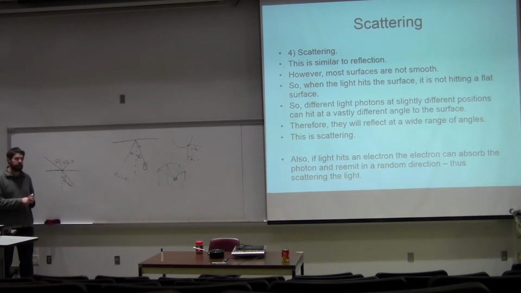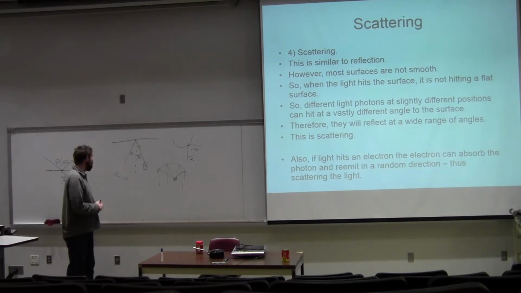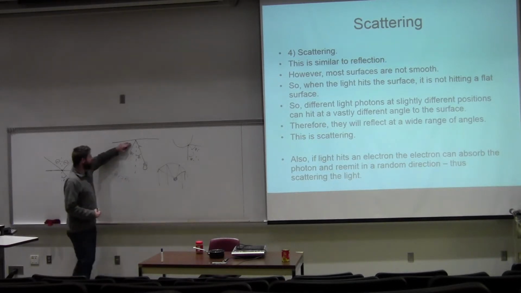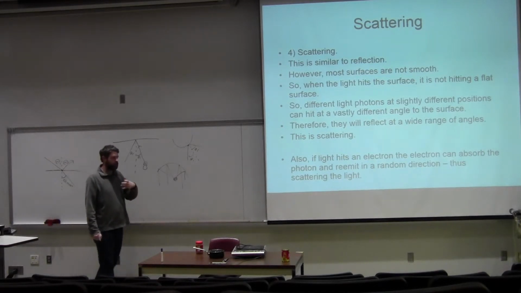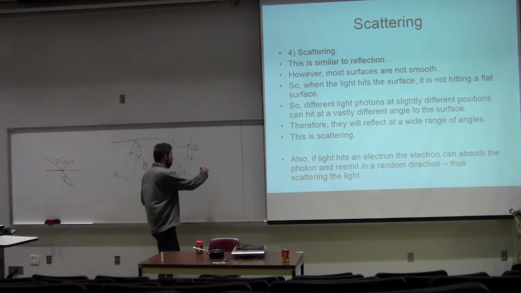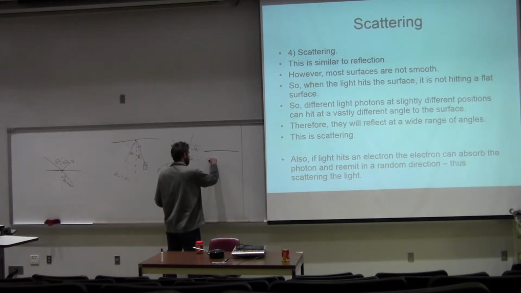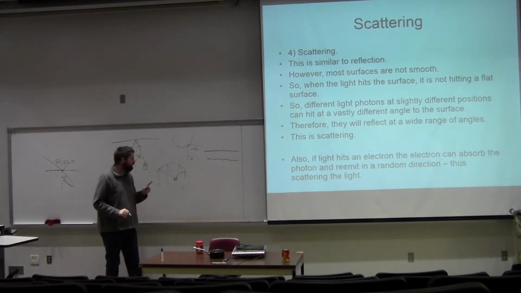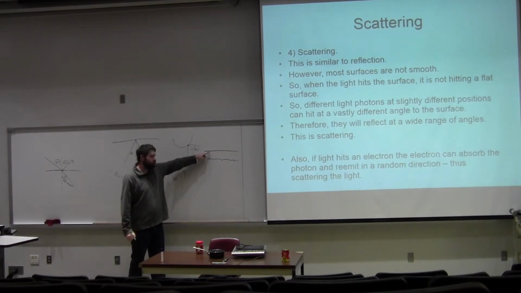Now, scattering is a subset of reflection. Now, I drew a very, very flat mirror. Unfortunately, nothing is quite this flat in reality, because if you look at an object at a microscopic level, it's not like this. It's more like this. I'm exaggerating quite a bit. But photons of light are insanely small. So they see this, they don't see that.